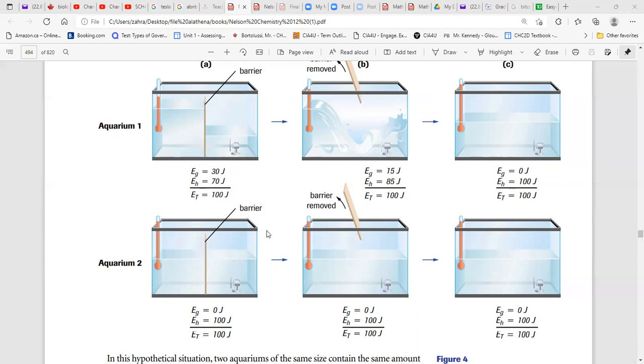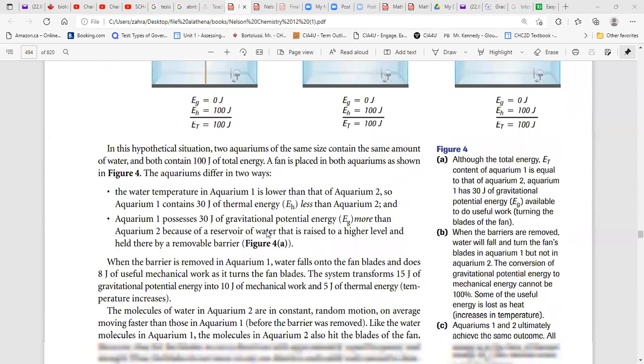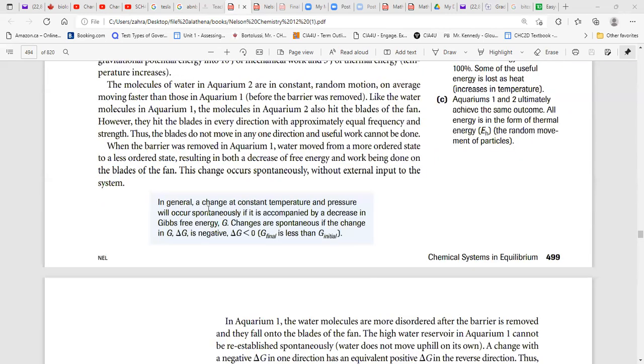So it's important that we talk about the Gibbs energy. In general, a change at constant temperature and pressure will occur spontaneously if it is accompanied by a decrease in Gibbs free energy. Changes are spontaneous if the change in Gibbs energy is negative.